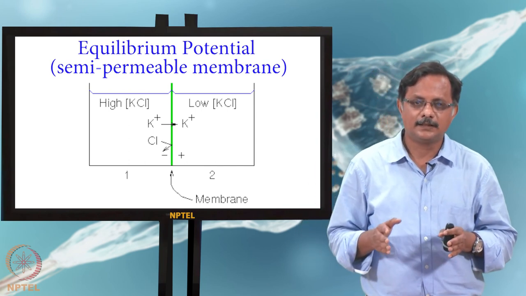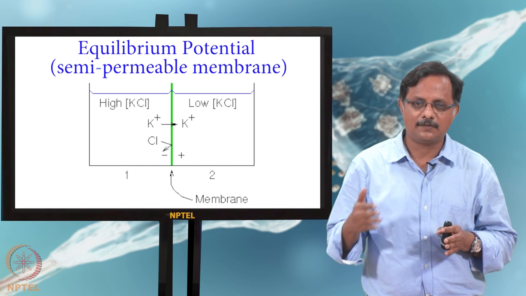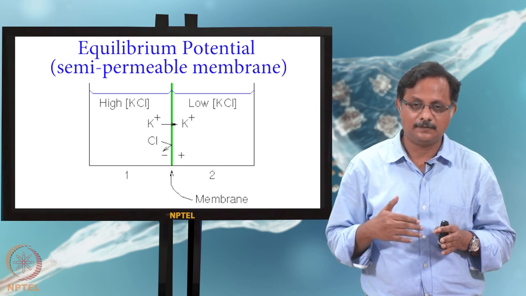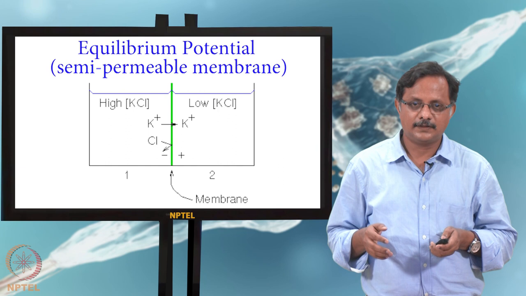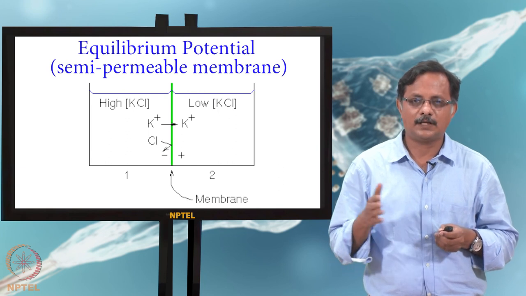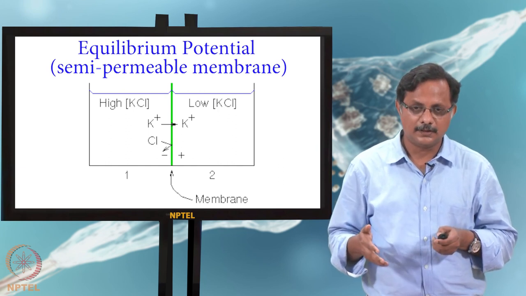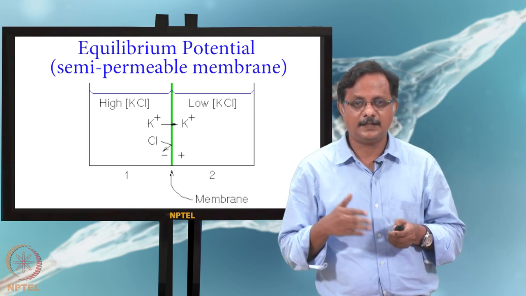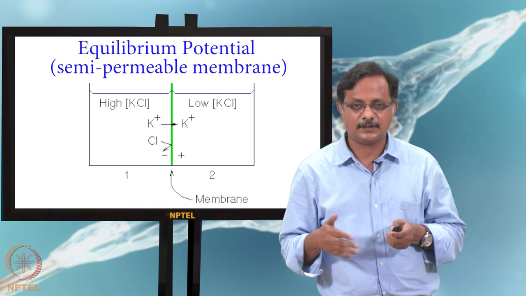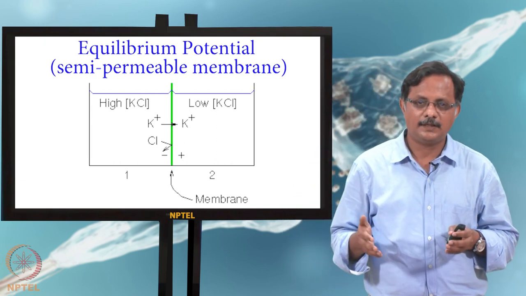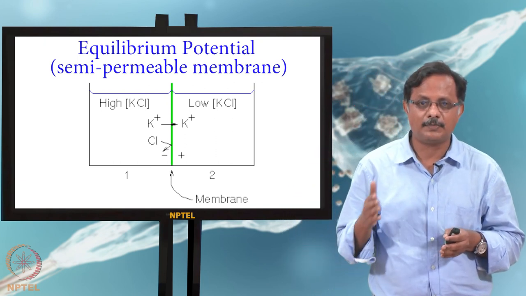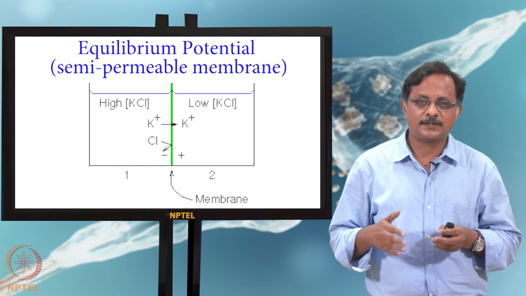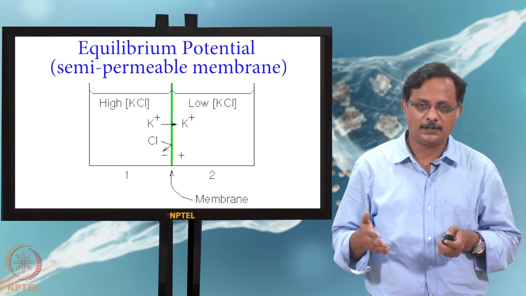In this state you still have a higher voltage on the right side compared to the left. Initially we start off with a configuration where both compartments are electrically neutral. But because of the presence of a semi-permeable membrane and a differential in the concentrations of the solution, we have ended up with a situation where there is higher voltage on the right compared to the left. This voltage that you get is the equilibrium potential of the system.